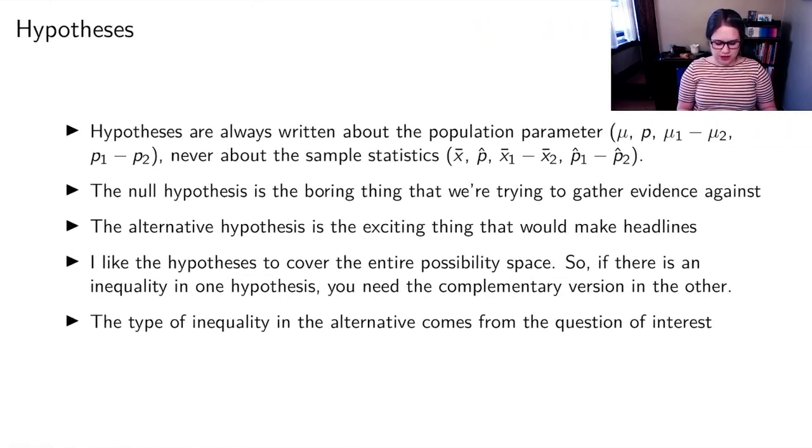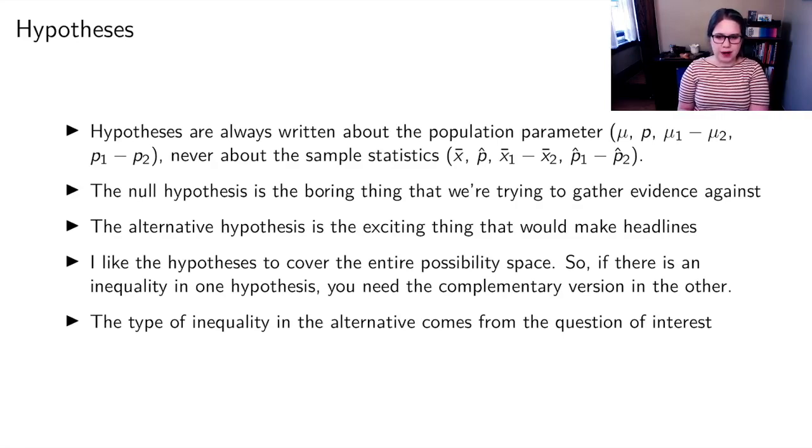Here are some facts or tips about hypotheses. One is that hypotheses are always written about the population parameter, so about mu or p or mu1 minus mu2 or p1 minus p2, and they're never about the sample statistics, those are our x bars and p hats. The null hypothesis is the boring thing. We're trying to gather evidence against the null hypothesis. And the alternative hypothesis is the exciting thing that would maybe make a headline.